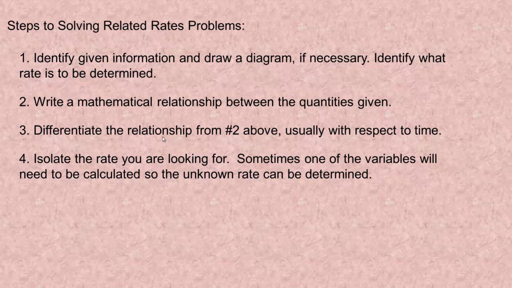Number 3, once you get that relationship, you need to differentiate it, usually with respect to time. I'm going to use the word usually here, but I can't think of an example when it wouldn't be with respect to time. So it's like at least 99% of the time it's going to be with respect to time. Then isolate the rate you're looking for and substitute in the values you know. Sometimes you need to find one of the variables, like we needed to find that h distance in the first example, and then you can find the rate you're looking for.